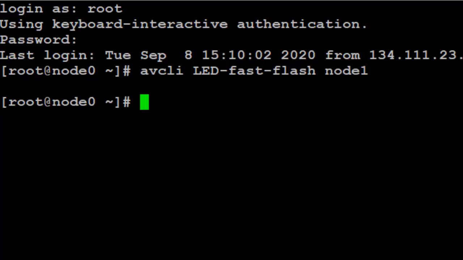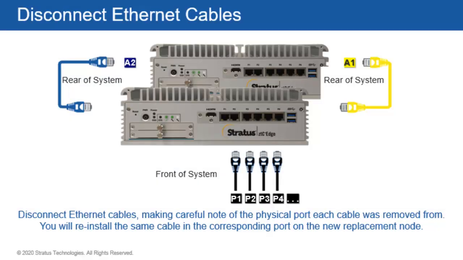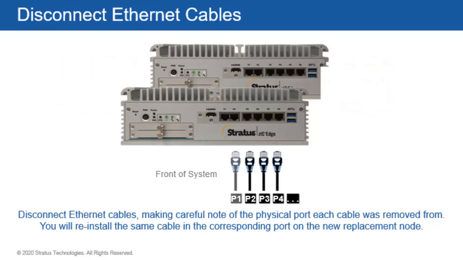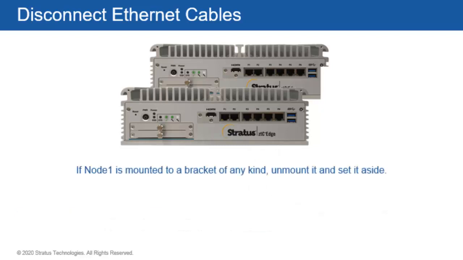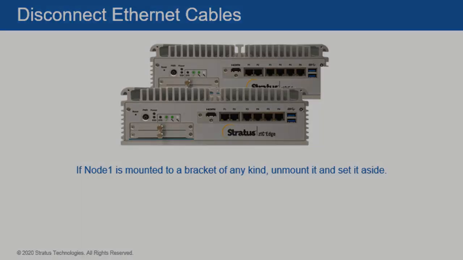To prepare for removal of Node 1, pull power from Node 1. After powering off Node 1, disconnect all Ethernet cables from the node, making careful note of the physical port each cable was removed from, as you will reinstall the same cable in the corresponding port of the new replacement node. Also, if Node 1 is mounted to a bracket of any kind, unmount the node now and set it aside.